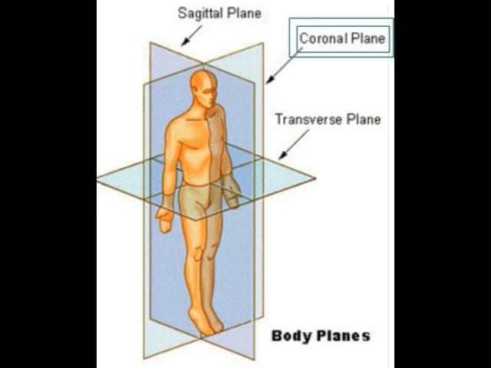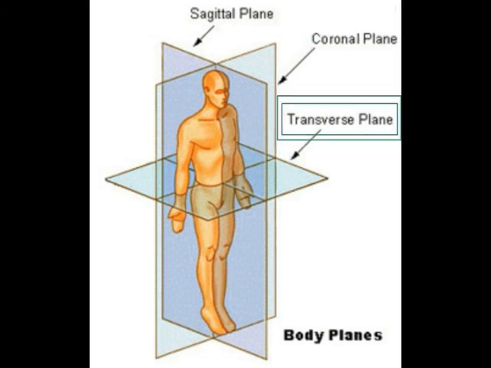Coronal or frontal plane is perpendicular to the ground, and it divides the body into front end and back end, or in other words, the ventral portion or the dorsal portion of the body.